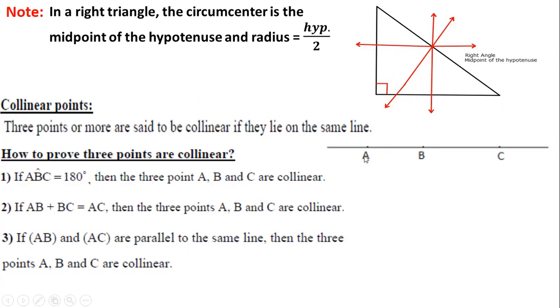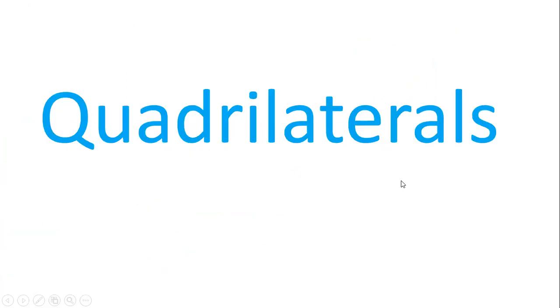Then I say point A, point B, and point C are collinear. How can we prove that these 3 points are collinear? If we can prove that angle ABC is equal to 180 degrees, then they are collinear. If I can prove that AB plus BC is equal to the measure of AC, then they are collinear. Finally, if I can prove that AB and AC are parallel to the same line, then they will be collinear.